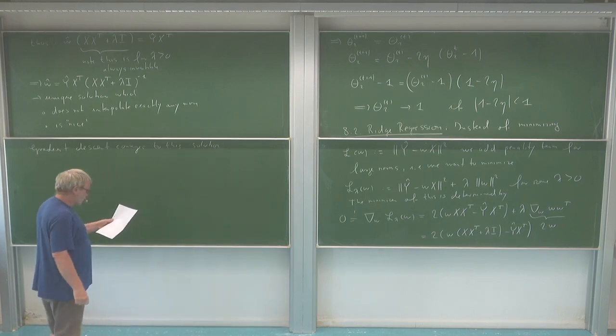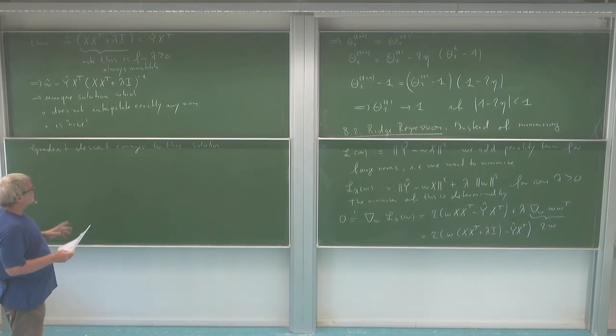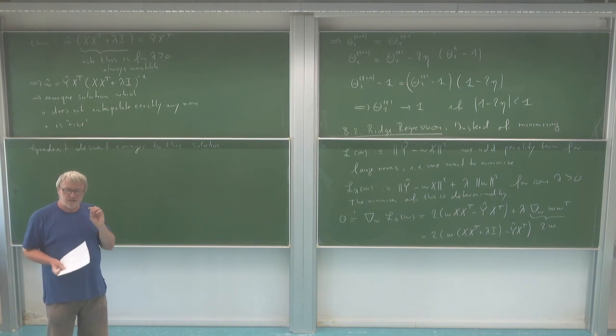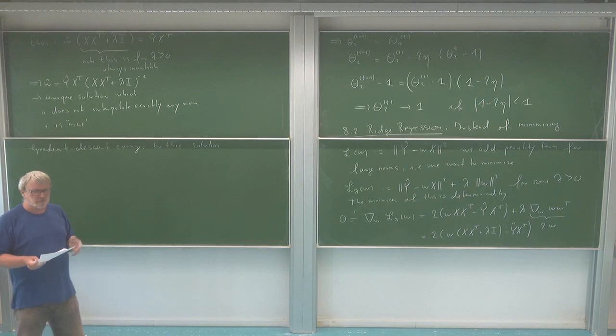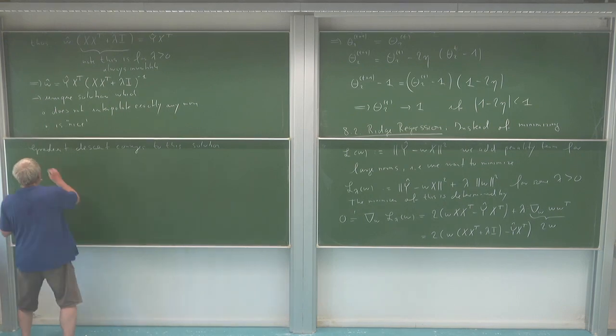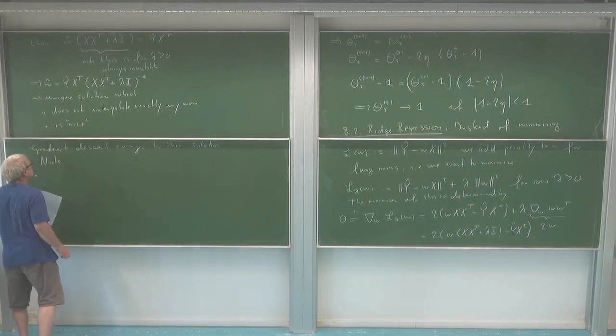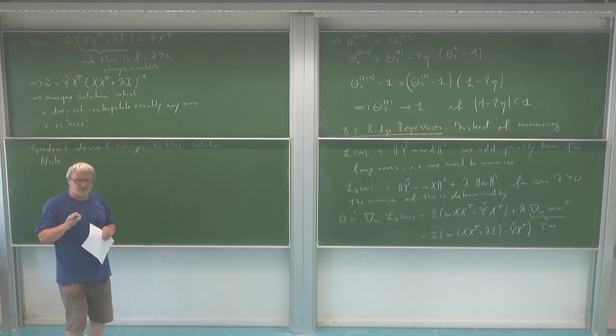Maybe you should note that if you send lambda equal to 0, then you really recover the best solution which we had before. Namely, you should also note that this here is connected with the pseudo-inverse.